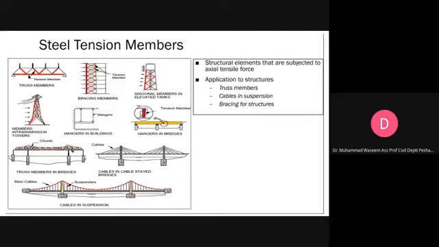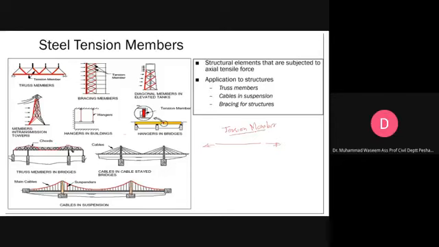And most importantly, in cable stayed bridges, the cables and the hangers, which we call the suspenders, are also tension members. So in short, you can say that any member which is subjected to an axial force like this is a tension member. Whenever you have an axial force acting through a member, we will call it a tension member because it causes tension in the member.